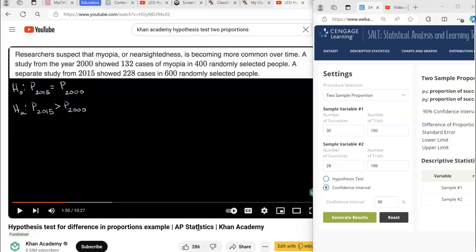It's all about figuring out what your hypotheses are going to look like, and then figuring out what your p-value is, comparing p-value to your alpha value. So let's look at this one.